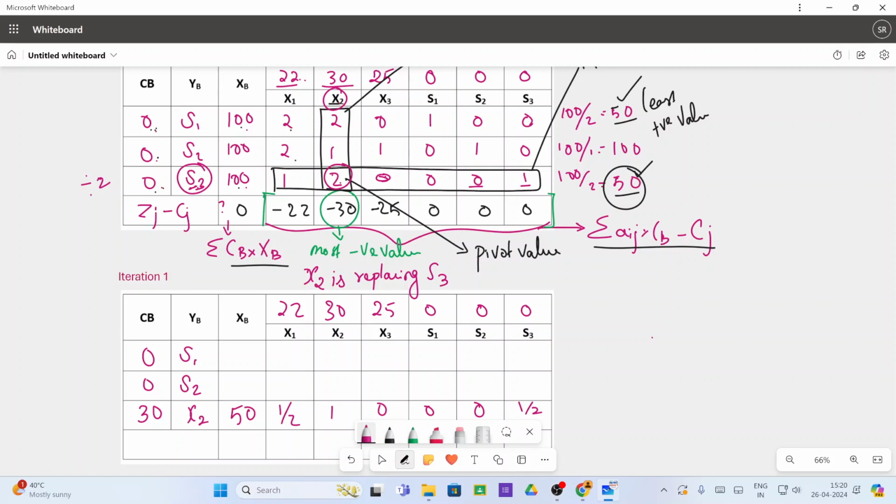The next step is, by using this pivot value 1, we need to make this value 0 and this value 0. I'll say it again: by using the pivot value 1 in the new iteration, you have to make this 1 as 0 and this 2 as 0. We do that by simply framing an equation.